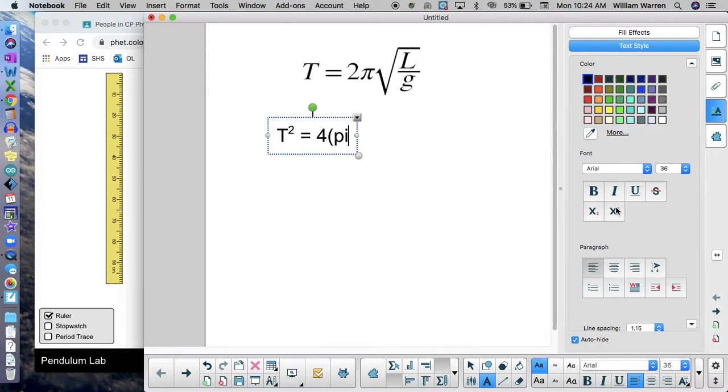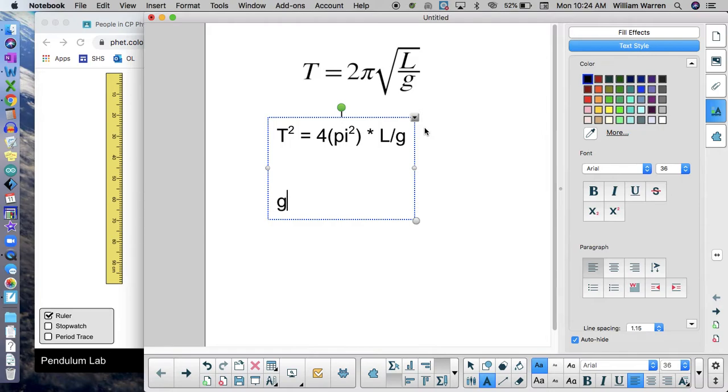Pi squared, right? So period squared equals 4 pi squared times L over G. Let's multiply both sides by G. Right? Let's get rid of the division symbol there by multiplying both sides of the equation by G.